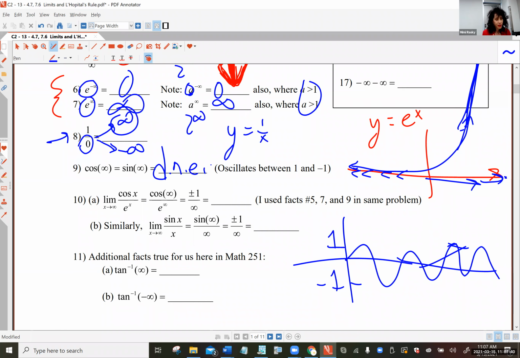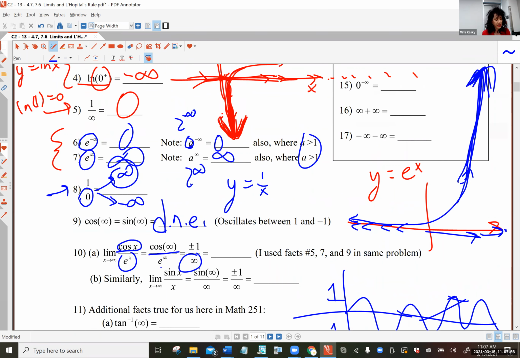Okay, however, what if somebody said take a limit as x goes to infinity and they took your cosine x and divided it by something else? Now, if you use direct sub, you get cos infinity over e to the infinity. But e to the infinity is infinity from our previous limit fact here, number 7.